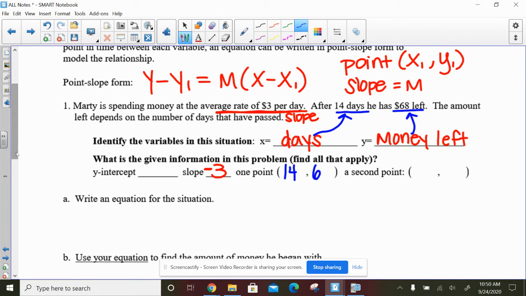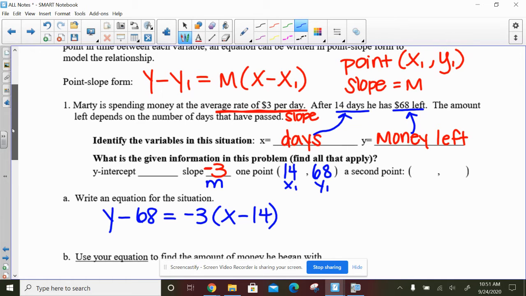So (14, 68) is a point. And since I have a point and my slope, this is where I can write that point slope formula. So y minus my y1, so this is x1 and y1, and this is my m. So y minus y1, which is 68, equals m, -3, parentheses, x minus x1, which is 14. This would be my point slope equation.